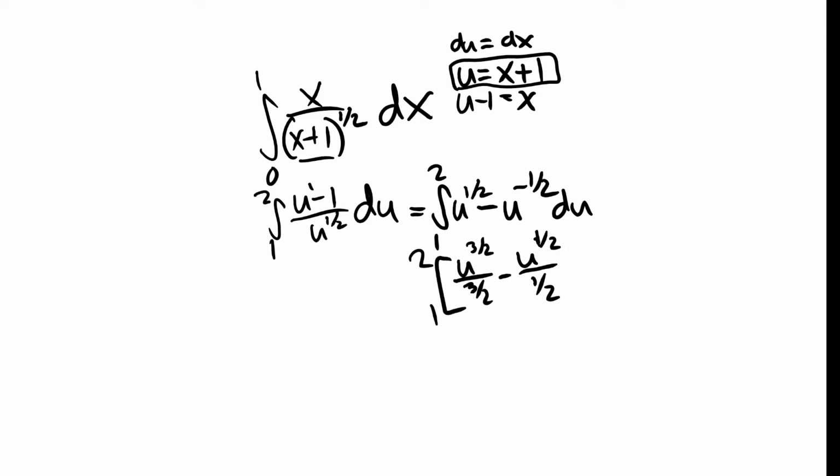If I plug, this is going to be an ugly answer here. Dividing by 3/2 is the same as multiplying by 2/3. We just plug 2 in, 2 to the 3/2. We plug 1 in, or I guess I'll just finish plugging 2 in. 2 to the 1/2 over 1/2, or times 2. That's the top part plugged in. And I just did a major faux pas here.